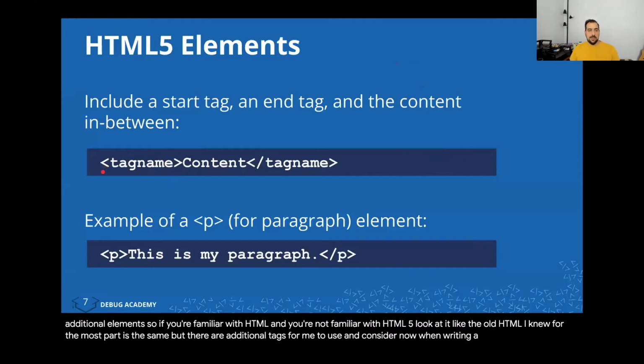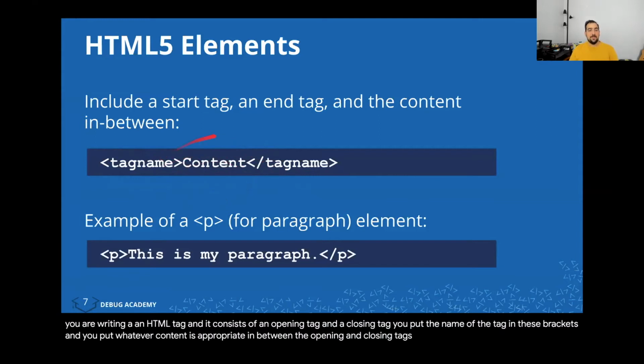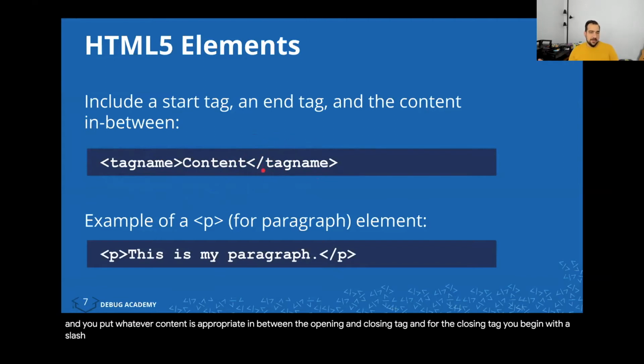Now, when writing HTML, for the most part, you are writing an HTML tag, and it consists of an opening tag and a closing tag. You put the name of the tag in these brackets, and you put whatever content is appropriate in between the opening and closing tag. And for the closing tag, you begin with a slash. This applies to 95% of the HTML you're going to write. It almost always has an opening tag and a closing tag, as well as some content in between.